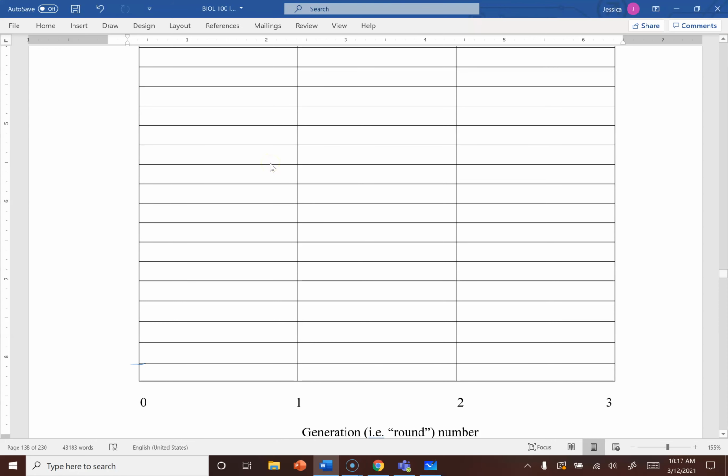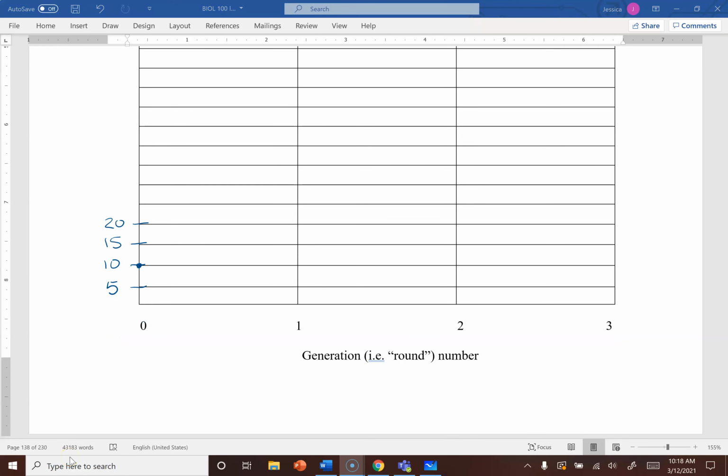So I'm going to just start labeling. You will have to label however is appropriate for your graph. I'm just going to do a couple of lines here. All of your mice in round 1 are going to start at 10. So we said that we started with 10 mice, we had 2 survivors, and we put back in 8. So I'm just going to estimate that 8 is approximately there. So my first line is going from 10 down to 8.